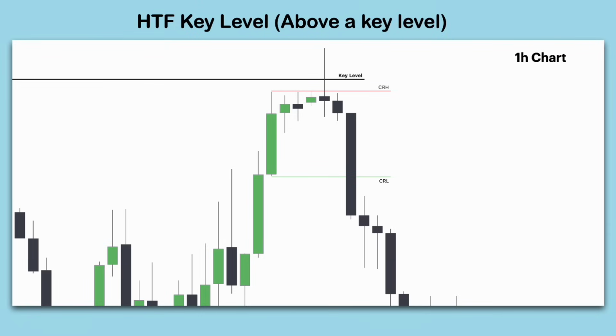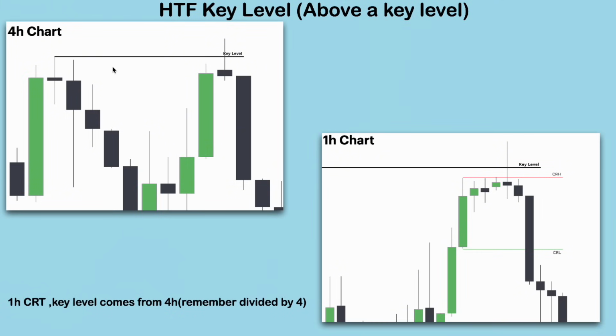Let's now look at an example of a CRT with a higher time frame key level either below or above the CRT. As you can see here, the CRT is forming on the 1-hour chart, and the key level is coming from the 4-hour chart. The key level is above the CRT high. As soon as we sweep the CRT high, we're likely to hit that key level, which represents a high probability trade. Then we target the opposite end of the 1-hour range.